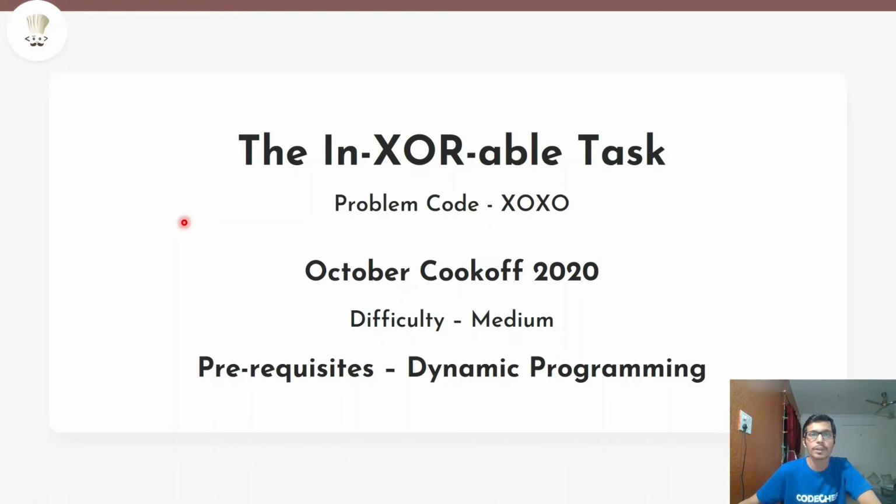The problem that we are going to discuss today is the in-XOR-able task. The problem appeared in October Cook Off and has a difficulty level of medium. The prerequisites for this problem are dynamic programming.